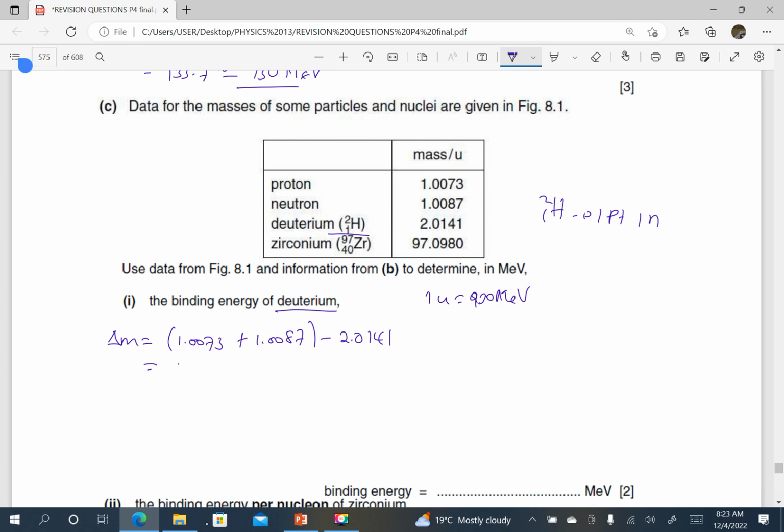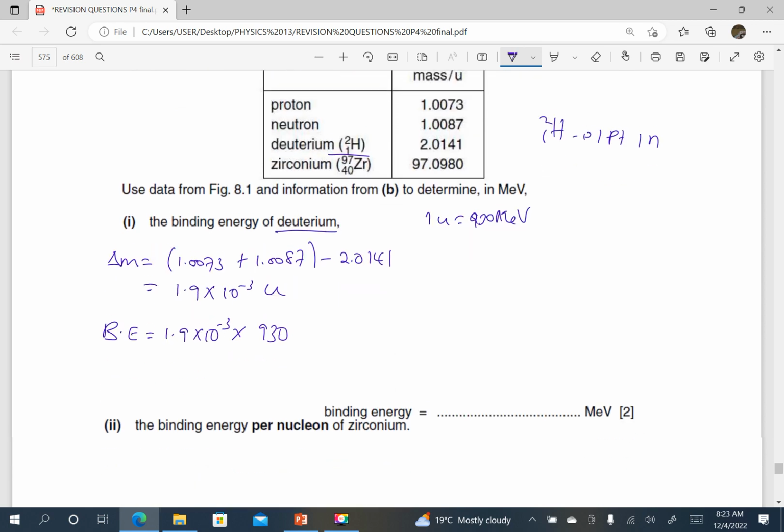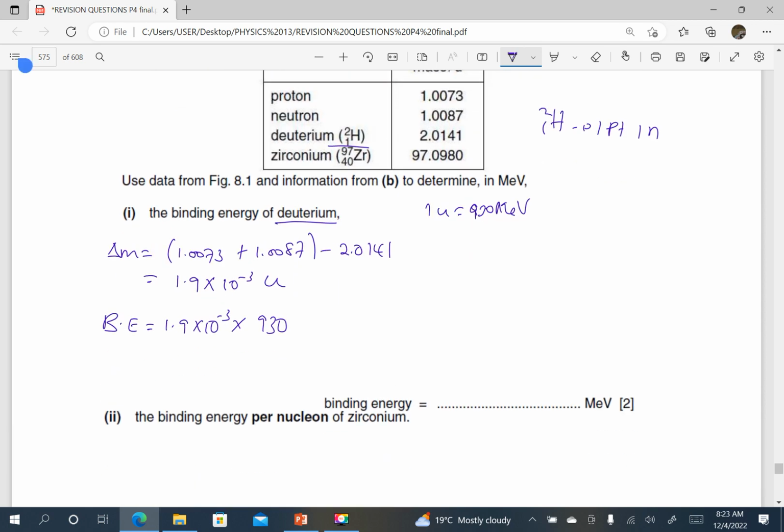So this gives us 1.9 times 10 power negative 3 in U. So the binding energy is simply, since 1 U is 930, 1.9 times 10 power negative 3 times 930. And this gives us 1.8.